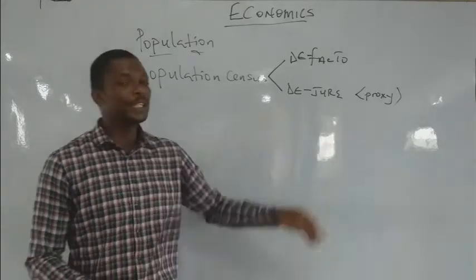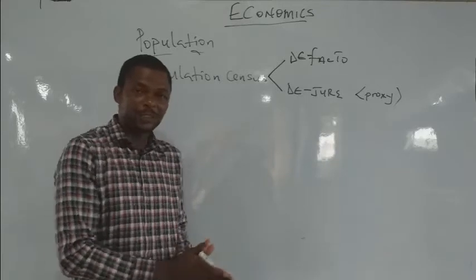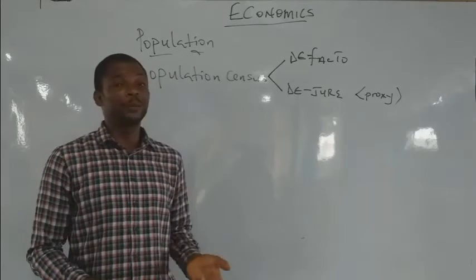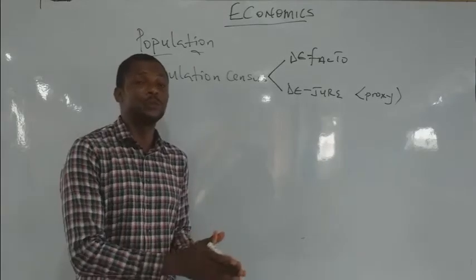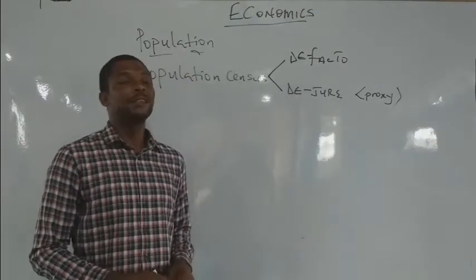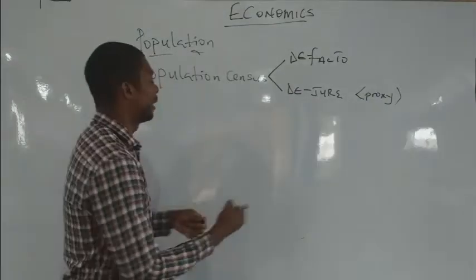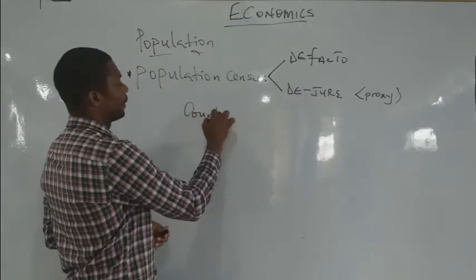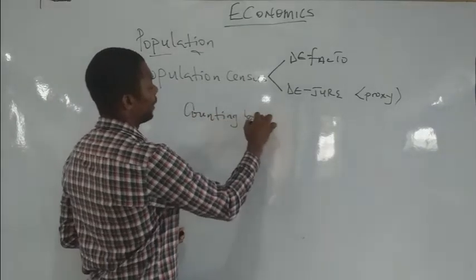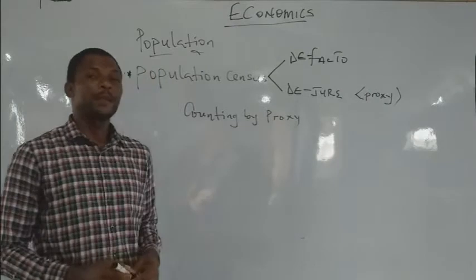Then the de jure is the act of counting those that were meant to be at a particular place. But at the time of counting, they were absent. But already you know that that's where they live. So what did you do? You counted them, even in their absence. That's what you call the de jure, otherwise known as counting by proxy. Are we good to go?